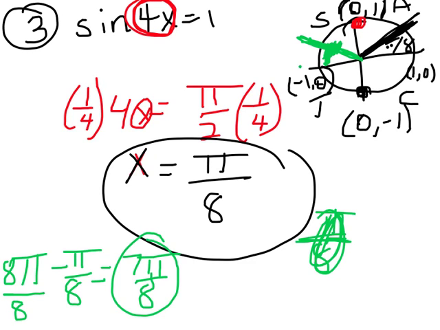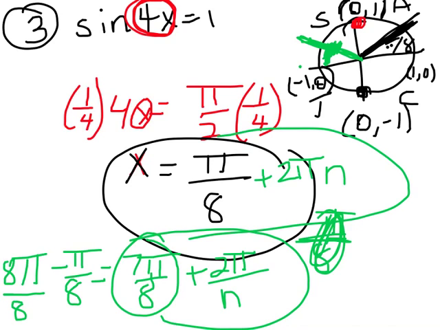Now, if I want to talk about all the solutions in the whole universe, I could add 2 pi n to both of these. Because isn't 2 pi another trip around the unit circle? Yes. As long as I'm making whole trips around the unit circle, I would get more values. On this one, they just said solve, so I'd really need to include this plus 2 pi n on my solution.